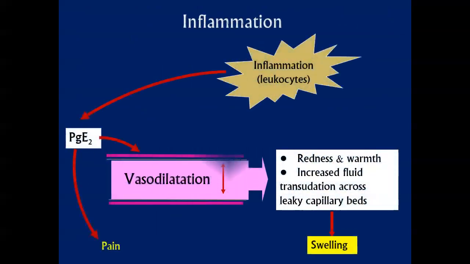Inflammation. Abrar has already covered this. Various mediators of inflammation are synthesized and released by leukocytes. They cause the synthesis of prostaglandin E2 and various other prostaglandins. They cause vasodilatation.